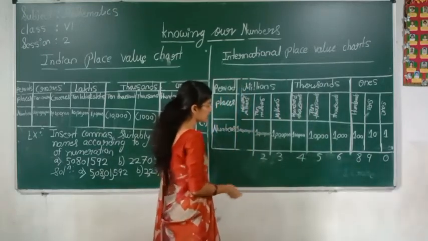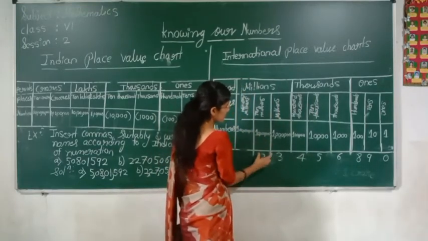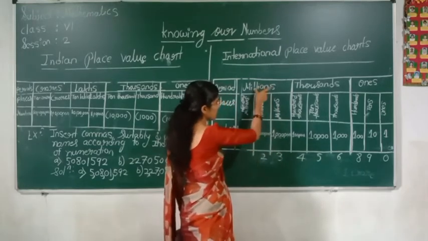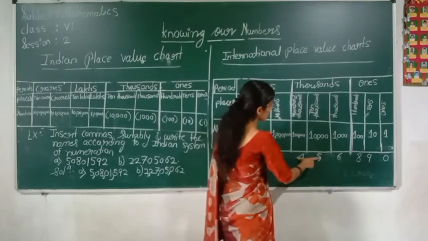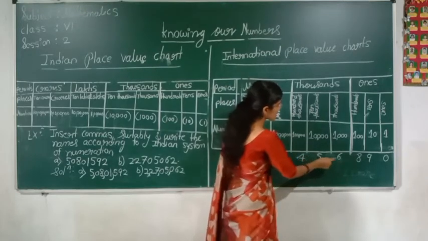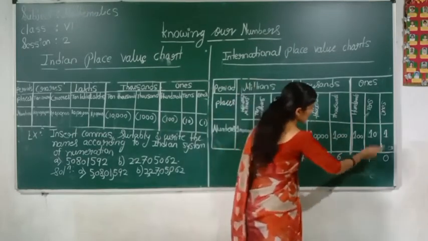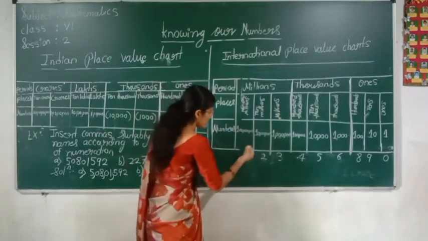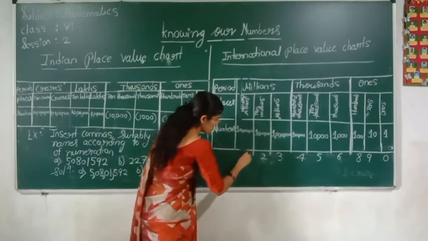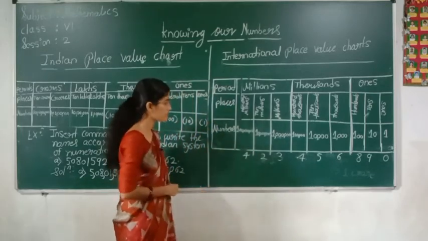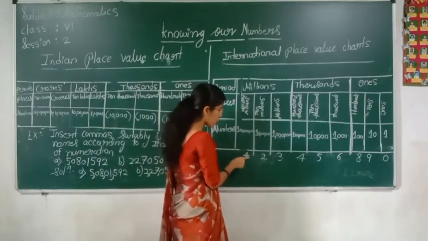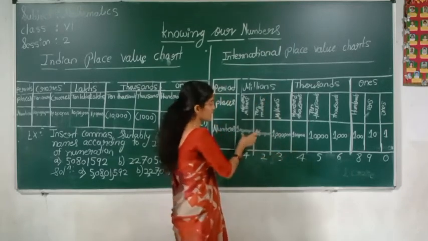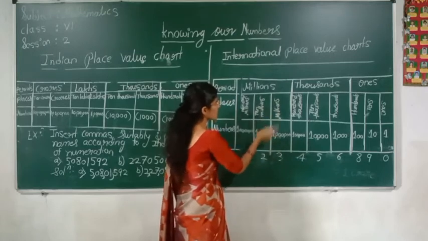Once more I will tell you here: 23. After the completion, you have to take the period name. 23 millions 456,890. This is the way we are reading. Suppose I give one more example. How to read this? 423 millions. After the end of this period, we have to take the name of it.